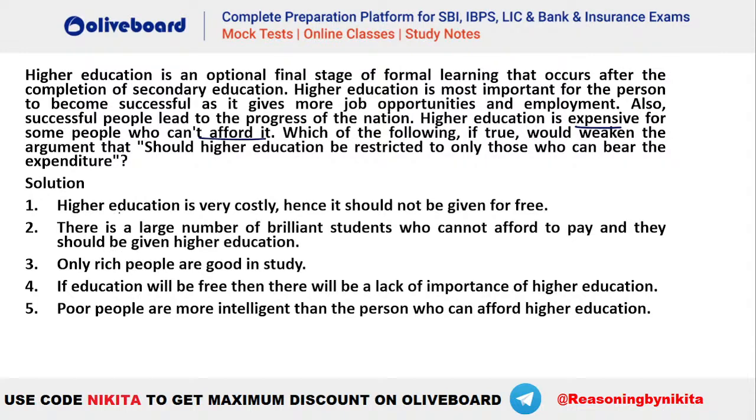Now, first one is saying higher education is very costly, hence it should not be given for free. Look, you have to weaken this particular argument that should higher education be restricted to only those who can bear the expenditure. You can see here that this is not directly related. Sorry, it is a weaken question. Higher education is very costly, hence it should not be given for free. This is not going to weaken this particular argument, because this particular weakening should be based on the affordability of this particular education, right? So one is not the right answer.